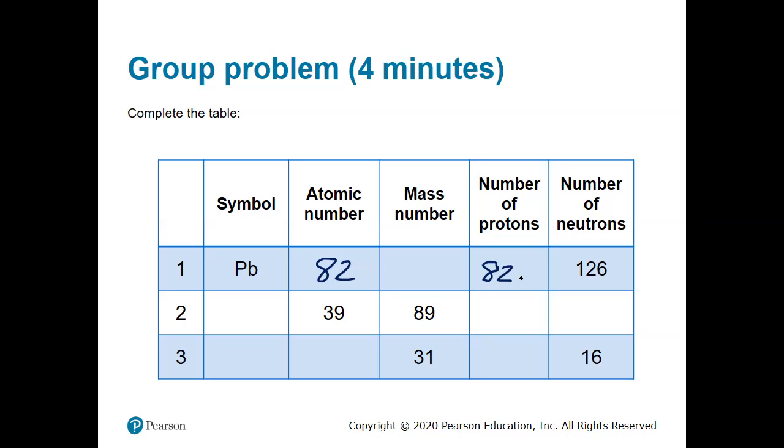Again, symbol, atomic number, and protons are all tied together. If I know one, I know the other 2 automatically if I've got a periodic table in front of me. The only thing that we're missing now is the mass number. And the mass number is the combination of protons and neutrons. So 82 plus 126 gives me 208 as the mass number of the substance.